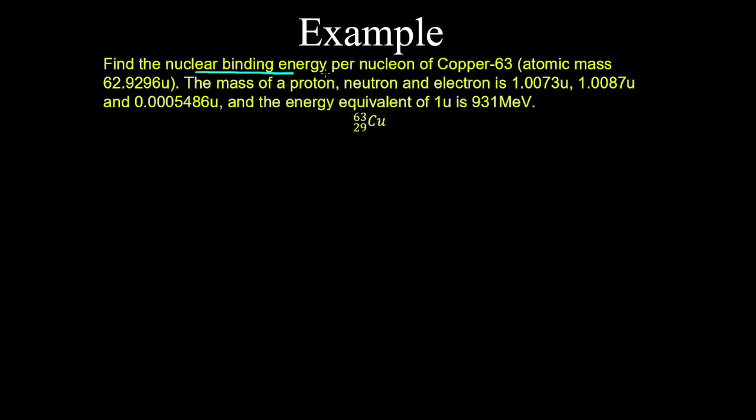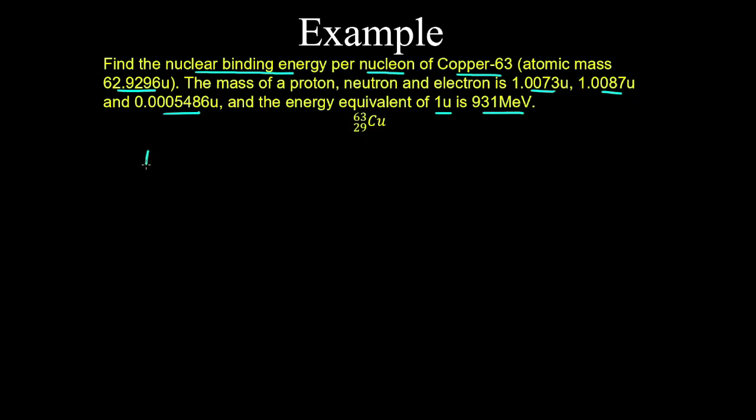Find the nuclear binding energy per nucleon of copper 63, and we're given the atomic mass, and we're also given the mass of a proton, neutron and electron as follows in atomic mass units, and the energy equivalent of one atomic mass unit is 931 mega electron volts.